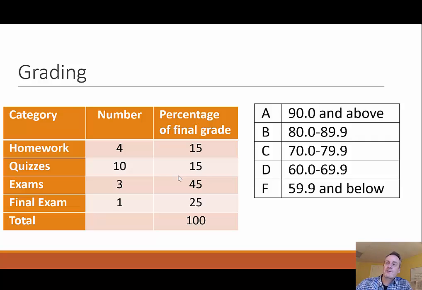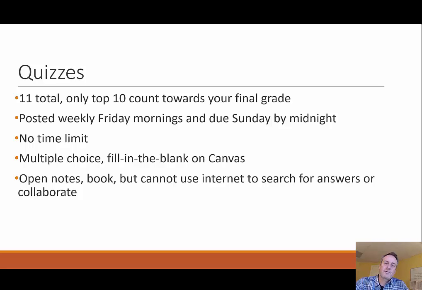Now, we don't use the plus-minus system in construction management, so 90 and above is an A, 80 to 90 is a B, then C, D, and so on and so forth. Like I said, with these quizzes, there are 11 of them. Only the top 10 will count towards the final grade.